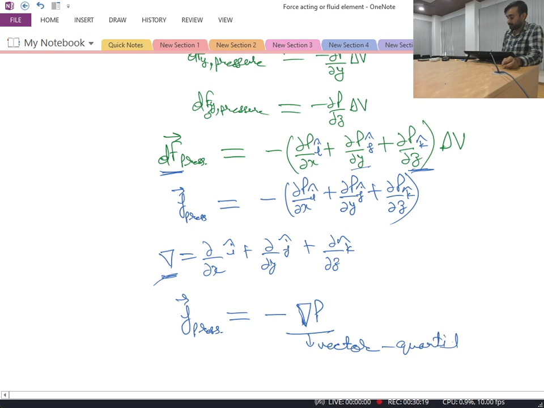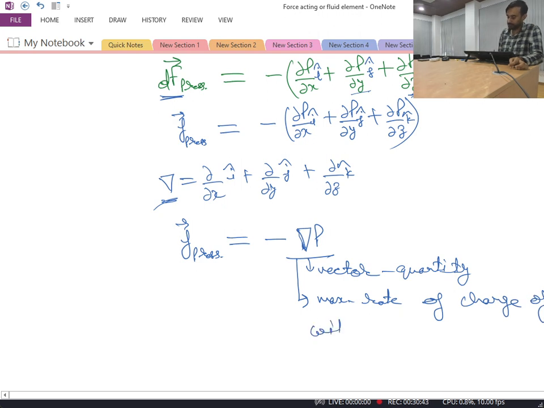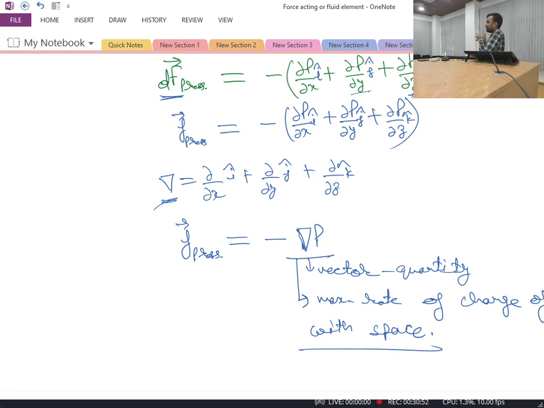So this is a mathematical term, but what does this mathematical term represent? This we have to understand very clearly. The gradient of P, which is a vector quantity, represents the maximum rate of change of pressure with space. Because del by del x, del by del y, del by del z are the spatial parameters, and as we are talking about these spatial parameters, gradient of P represents the maximum rate of change of pressure.